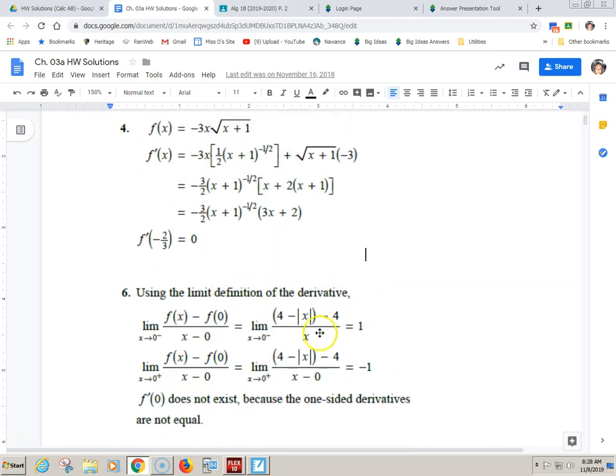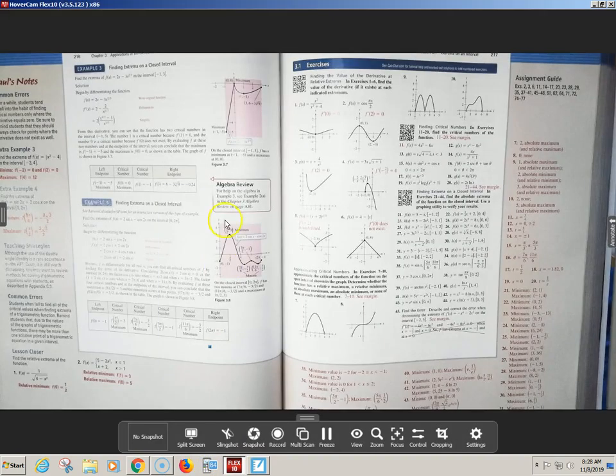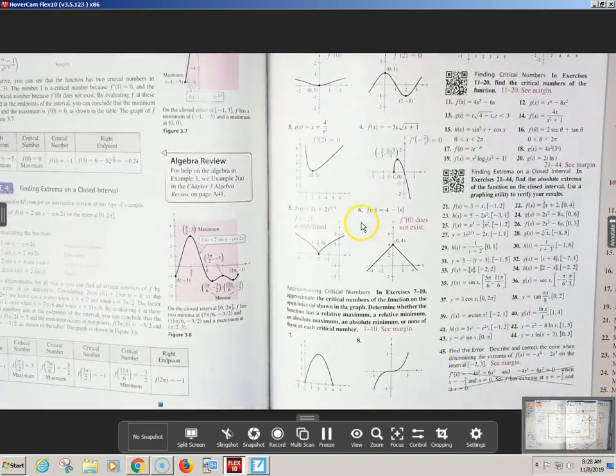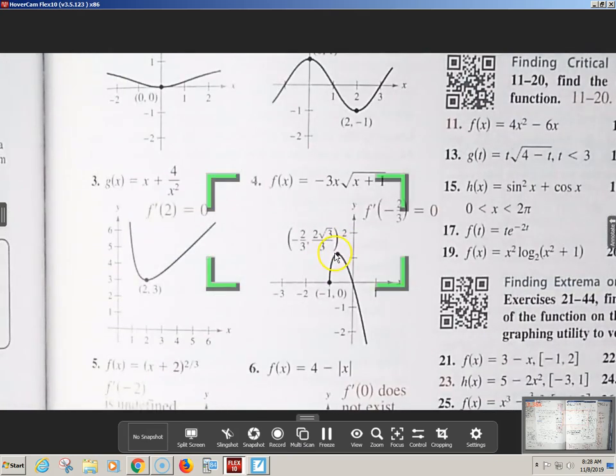Was it a min? Was it a max? You guys see what I'm talking about? Number 4. Where's the extrema? Right here. What's the derivative? 0. How do I know that? Because it's a smooth turn.